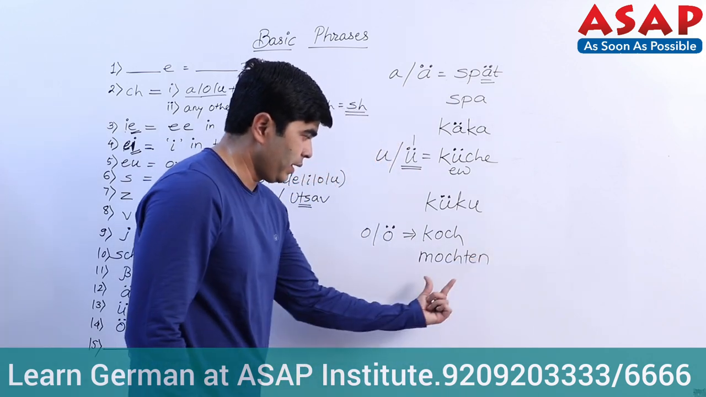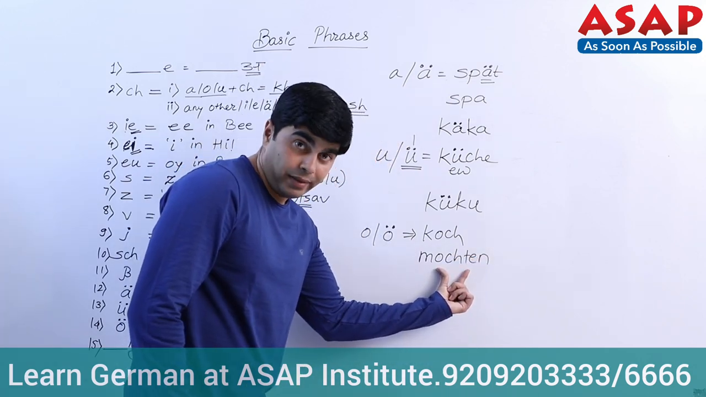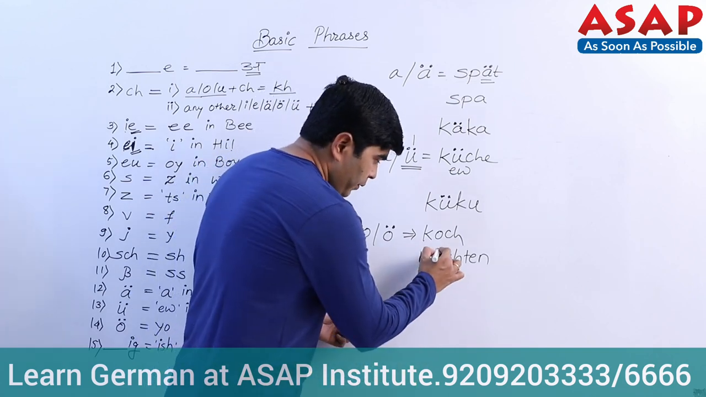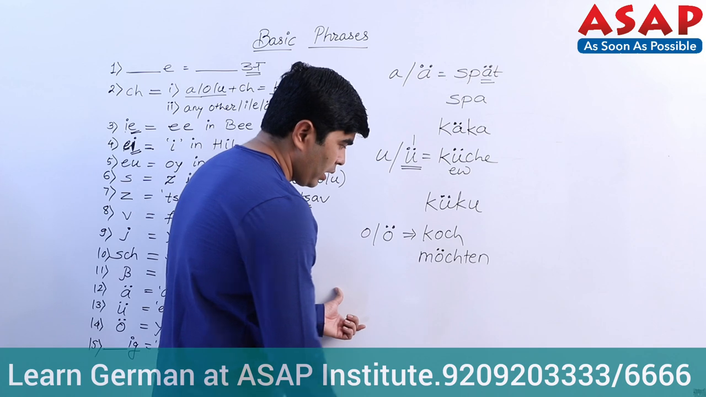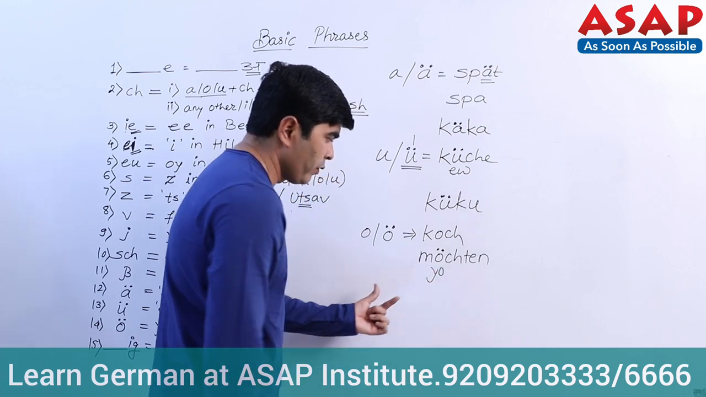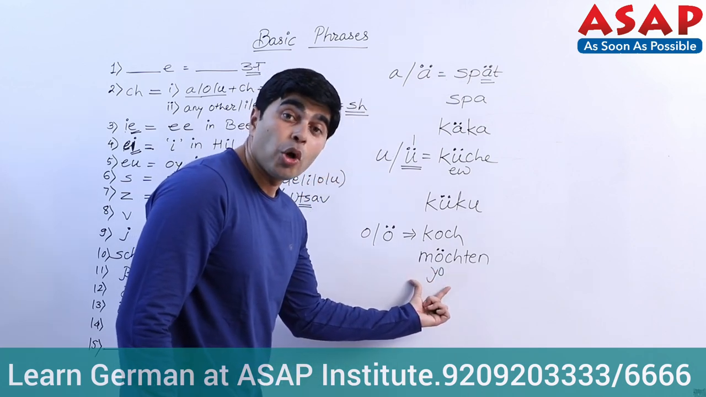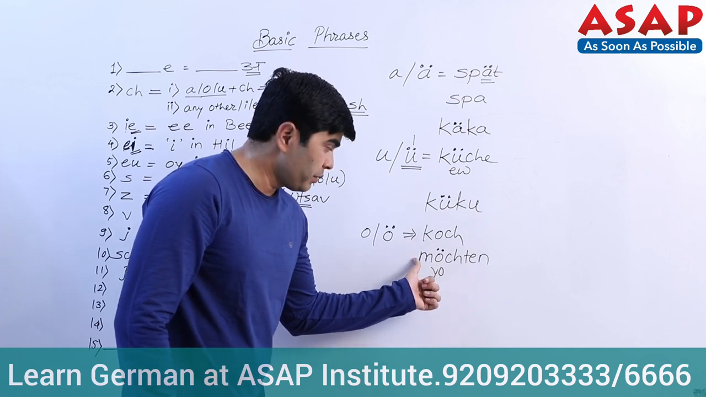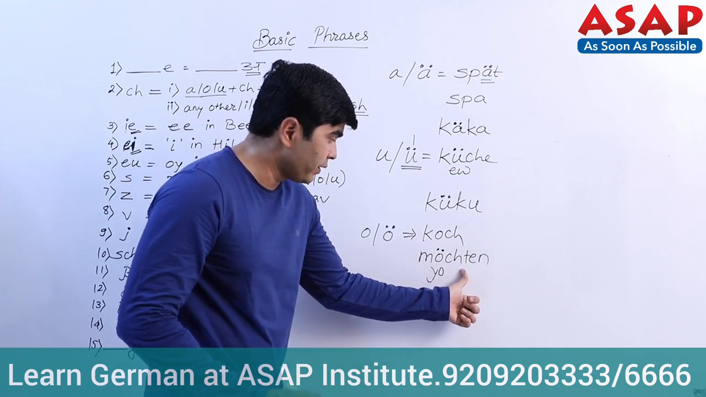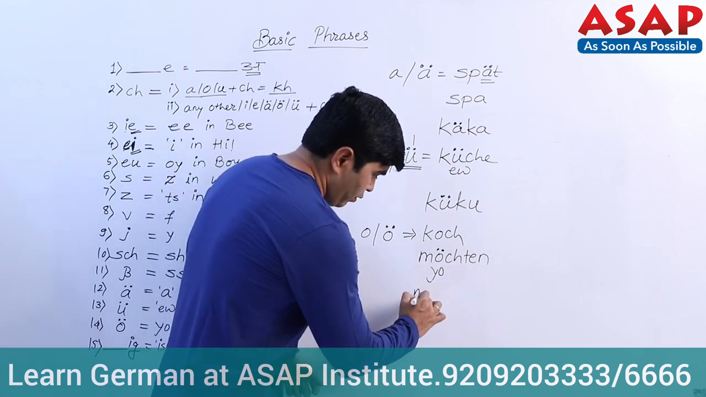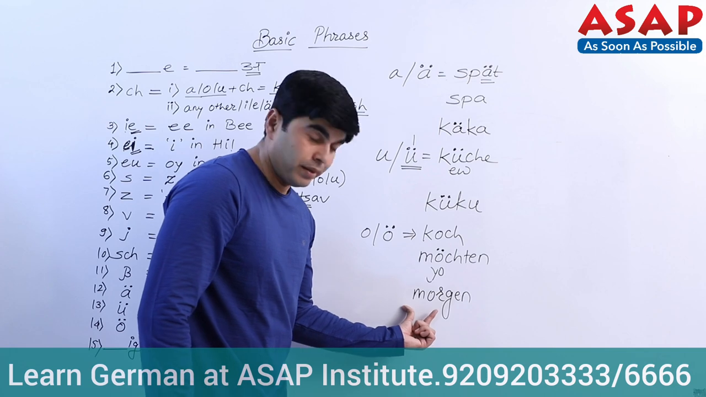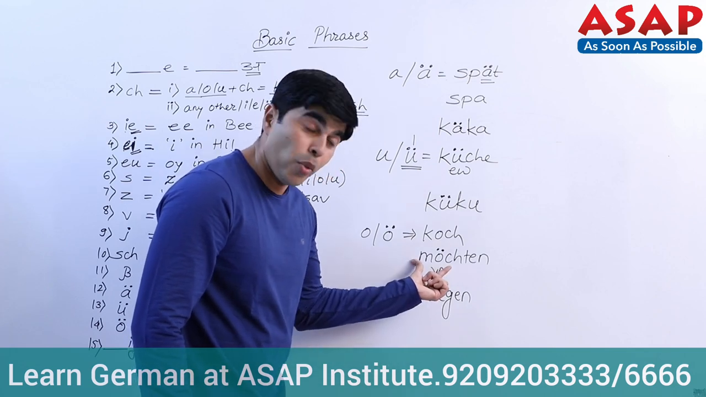If you read this one, it will become möchten, with a kh sound. CH will be pronounced as kh. But if you make it O umlaut, it then becomes like yo. So it becomes mö, möchten. O umlaut will then be like yo. See the difference. It is Morgen, Morgen. And this is möchten.